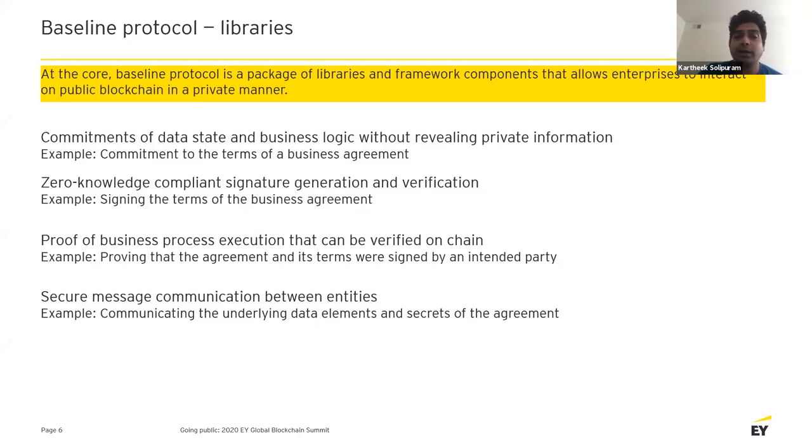So depending on that, the idea is to make commitment a very generic library component where there is a choice of several commitment schemes, or even a choice of one off-chain versus one on-chain. An example would be two parties in a bilateral setup agreeing on terms of a business agreement or a business relationship: a commitment will ensure that the terms of that business agreement are intact. The next fundamental component is the zero-knowledge compliant signature generation and verification.